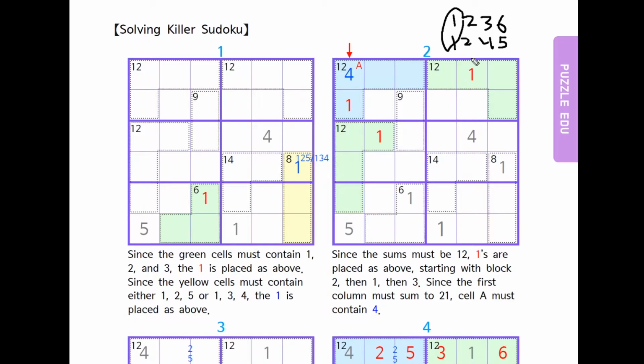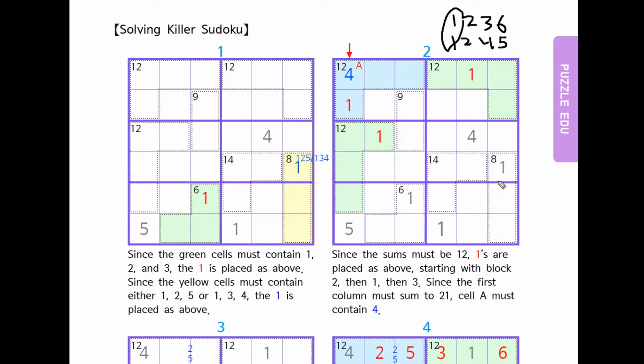You might be thinking that, well, 2, 4, and 6 also sum to 12. But don't forget that every cell needs to be filled, so we need a combination of 4 numbers and not 3. In this green cluster, we see that we have to place the number 1 here, due to the ones in columns 4 and 6.